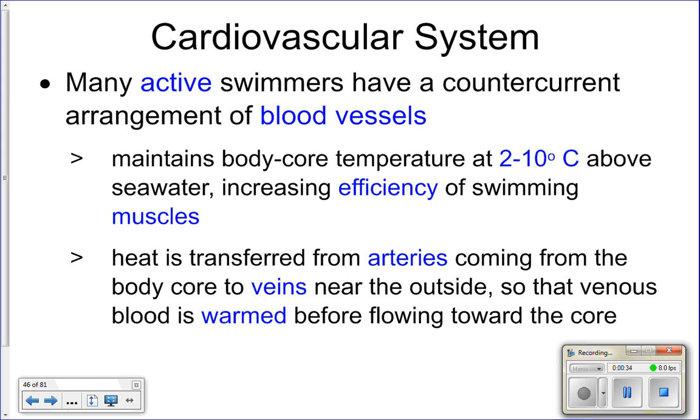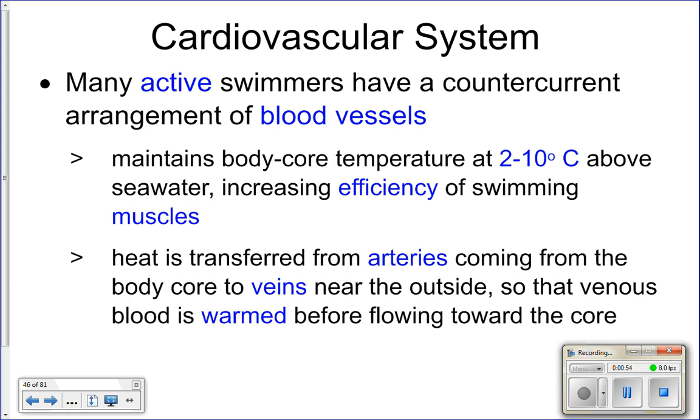Okay, so basically what happens is you have arteries that carry blood away from the heart and the gills that run in the opposite direction, laying next to veins that are carrying blood back to the heart. Okay, so the arteries are carrying blood that's going away, veins are carrying blood that's coming back. So they're flowing in opposite directions and they're next to each other. Okay, what does this do?